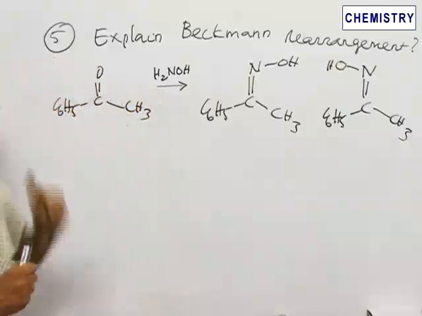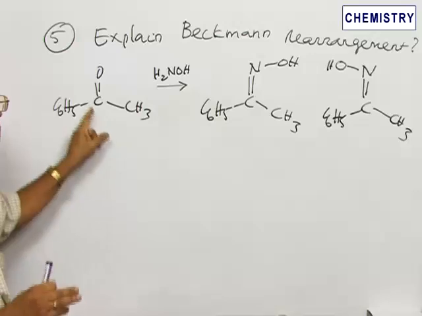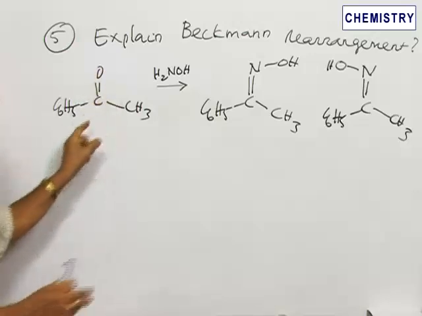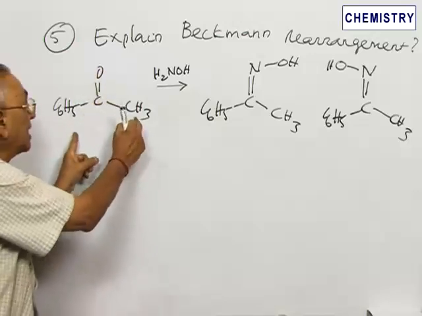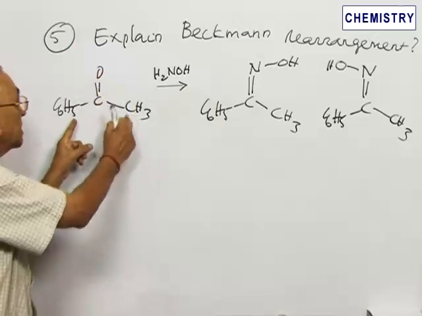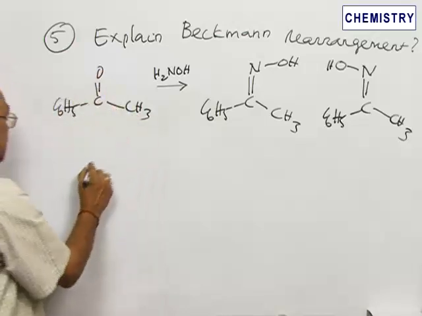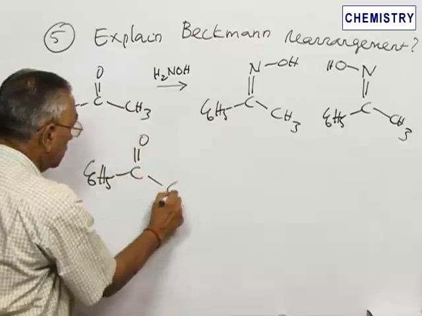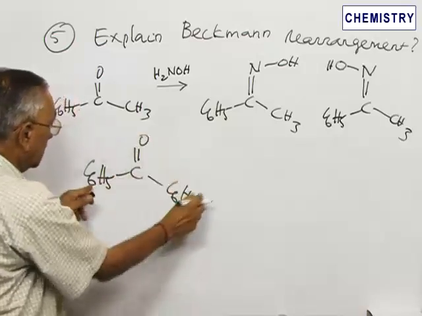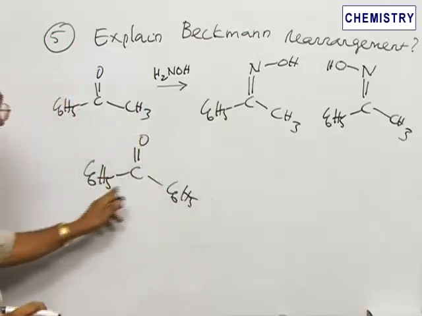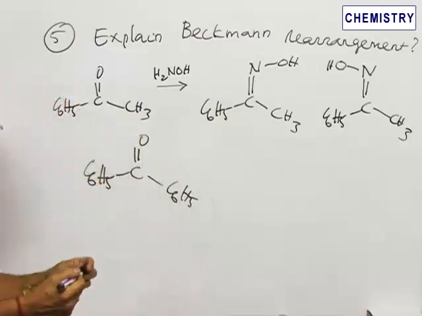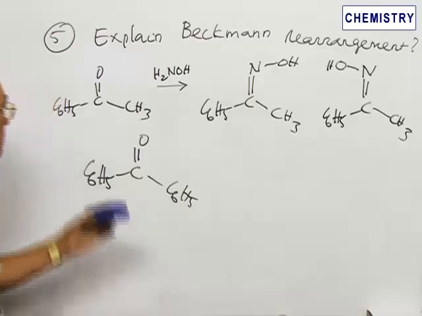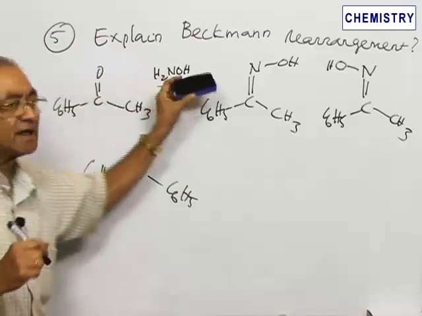The more important thing is, this is an unsymmetrical ketone. What is meant by an unsymmetrical ketone? The 2 groups attached to the carbonyl group are different. One is phenyl and the other is methyl. Supposing both are phenyl, as for example, this is a symmetrical ketone where the 2 groups attached to the carbonyl group are the same. This is known as diphenyl ketone, or otherwise commonly known as benzophenone.